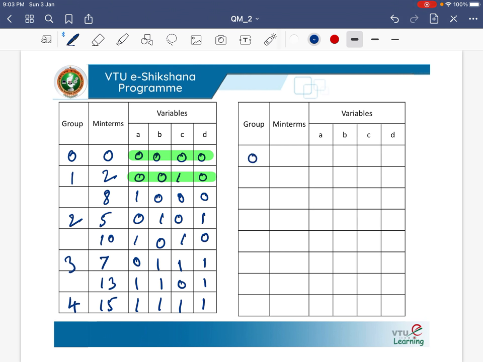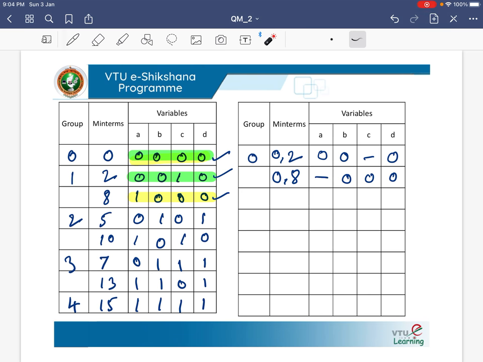Therefore, group number 0, minterms combined are 0 and 2, and you have the variables as 0, 0, dash and 0. Similarly, you can combine 0 and 8. This is 0 and this is 8. If you observe these two, 0 and 8, there is a change over here. These three are 0s and these three are 0s. Therefore, 0 and 8 can be combined. 0 and 8, dash 0, 0, 0. So when you combine, you have to tick mark. In the first step, we have combined 0 and 2. In the second step, we have combined 0 with 8.